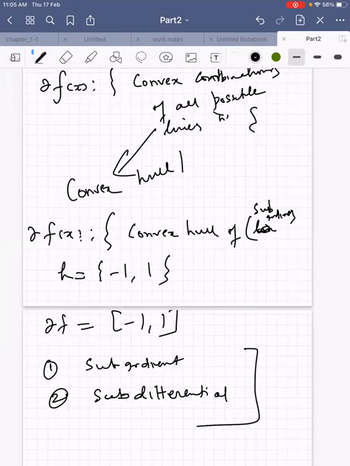Where did we break? You were explaining this sub gradient, from one point to another one.